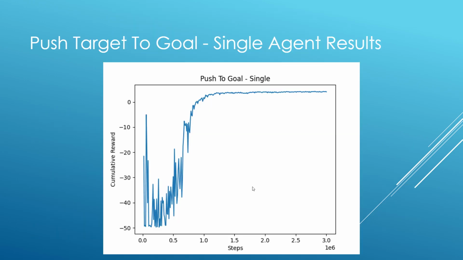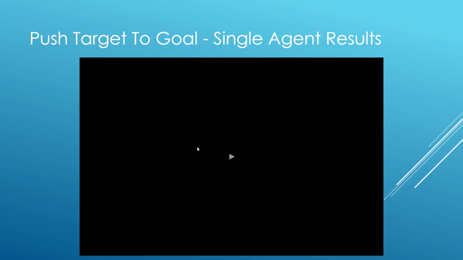Here's what the training results graph looks like. Once again, with the cumulative reward and the steps or actions the agent took. Right here you can see the agent stopped learning at about 1.25 million steps. So you can see that it maxed out and learned pretty efficiently right there.